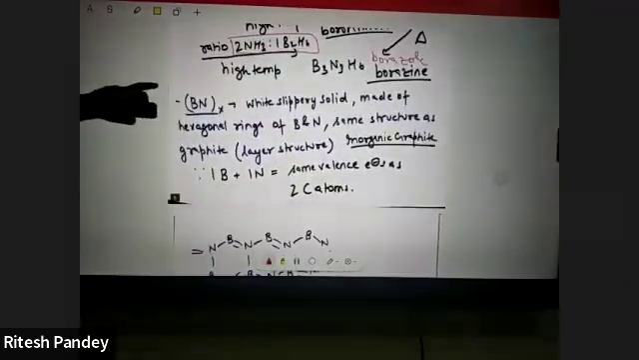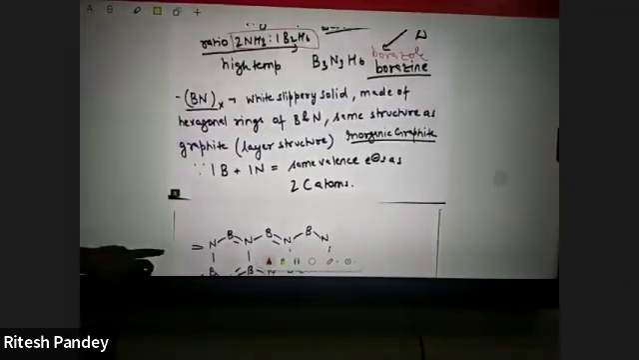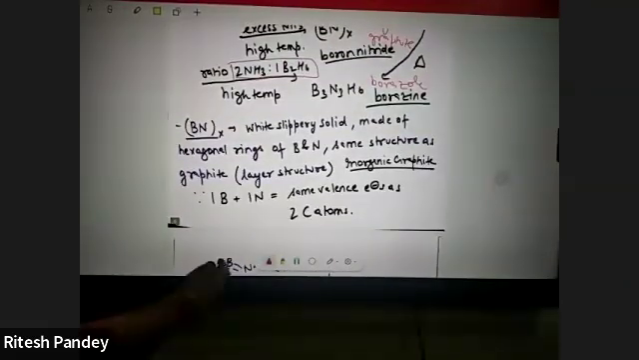White slippery solid made of hexagonal rings of boron and nitrogen, same structure as graphite, layer structure. This is again an interesting point.